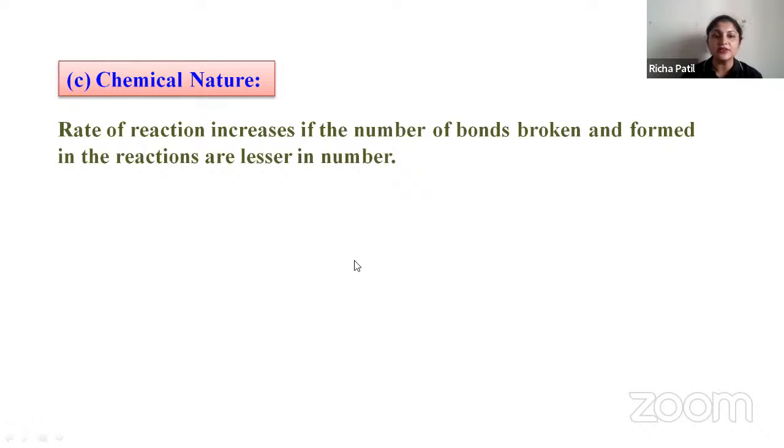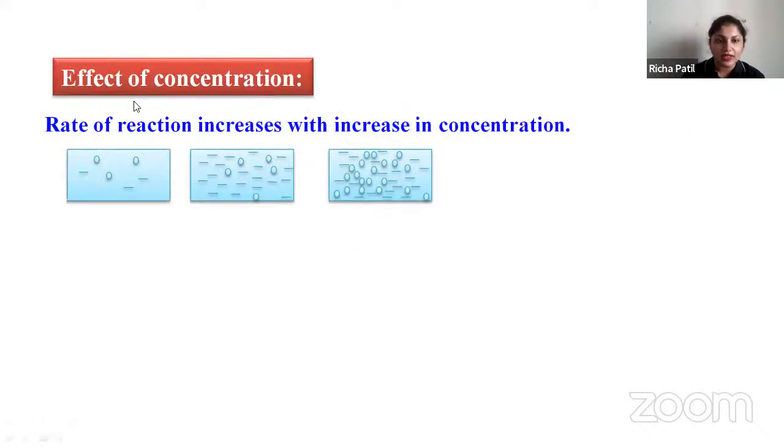So this is the third factor which influences the rate: the nature of reactants. Then the effect of concentration. You can see the three diagrams. If you increase the concentration, what will happen to the rate? The rate will increase. As you see in the third figure, the concentration is increased, and the rate of reaction also increases. So this is the effect of concentration.